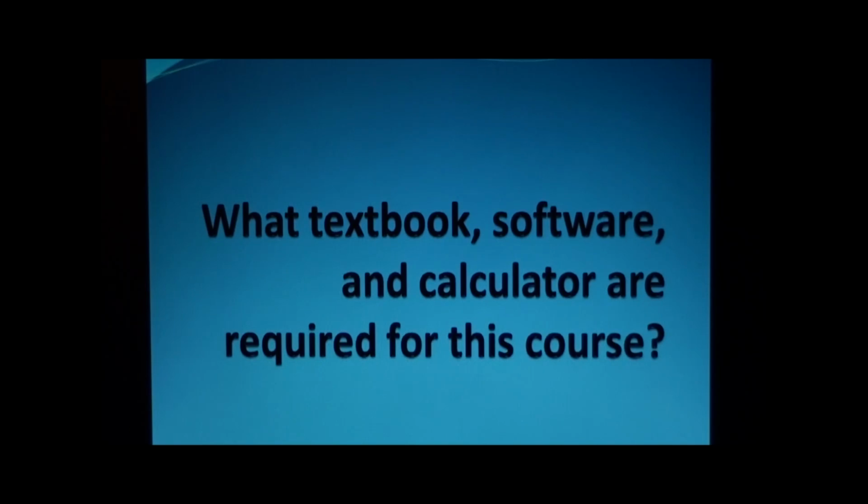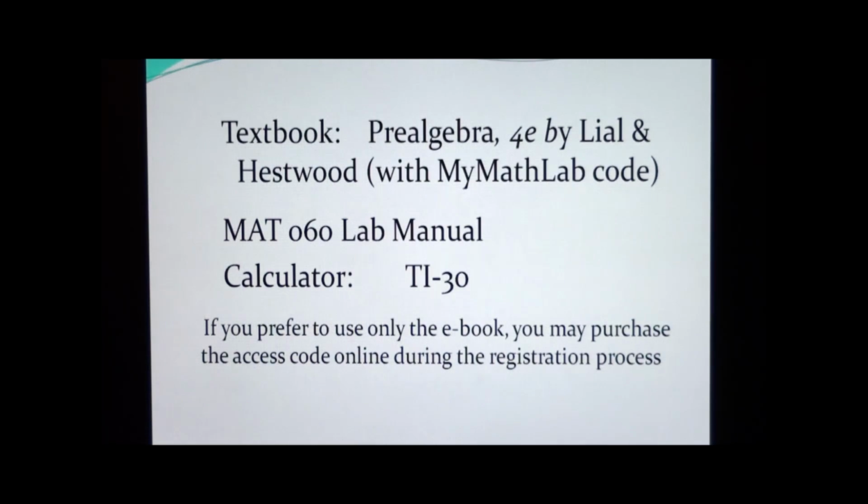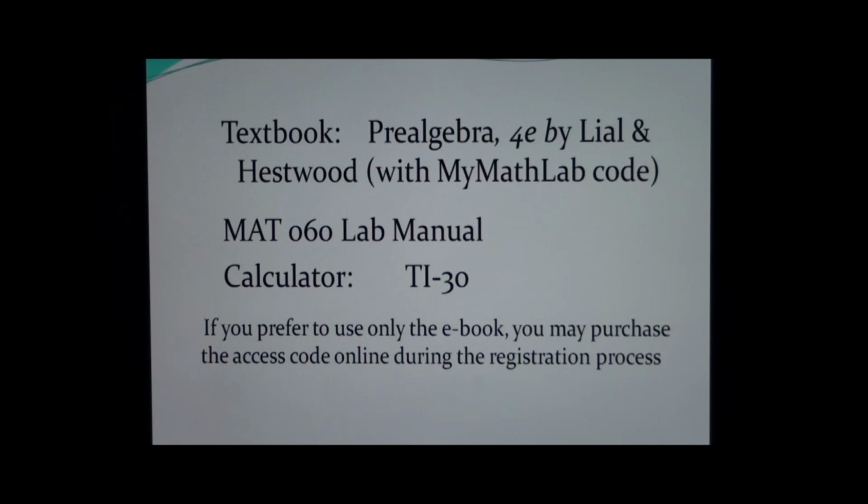Okay, the first question we're going to look at is what textbook, software, and calculator are required for this course? The textbook we're using is the same textbook that's used by seated Math-O-60 classes. It's Pre-Algebra, the 4th edition by Lyle and Hestwood. It's packaged with the MyMathLab access code, which is required for this online class. You will also need the Math-O-60 lab manual that's sold at the bookstore, and for the calculator you need a TI-30. If you already have like a TI-83 graphing calculator, TI-84 graphing calculator, you can use that. That's fine. That will prepare you for what's ahead in Math-O-70, Math-O-80.